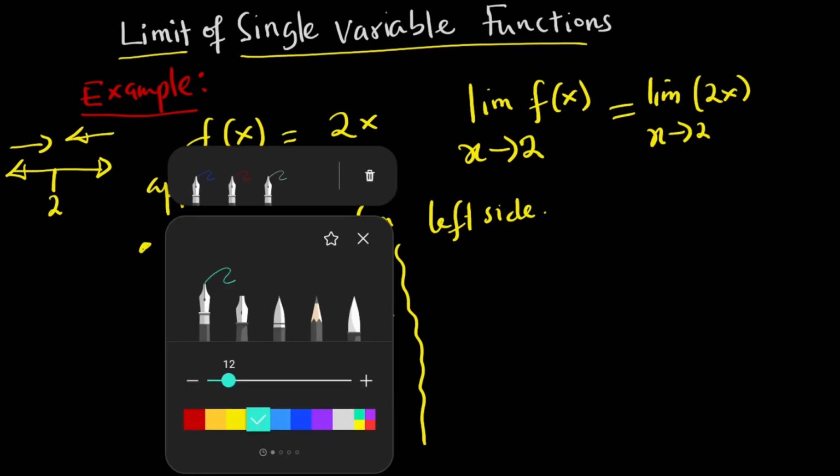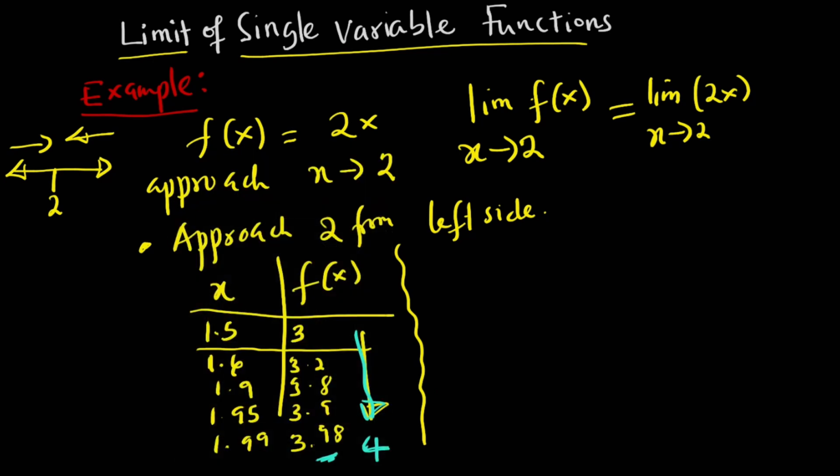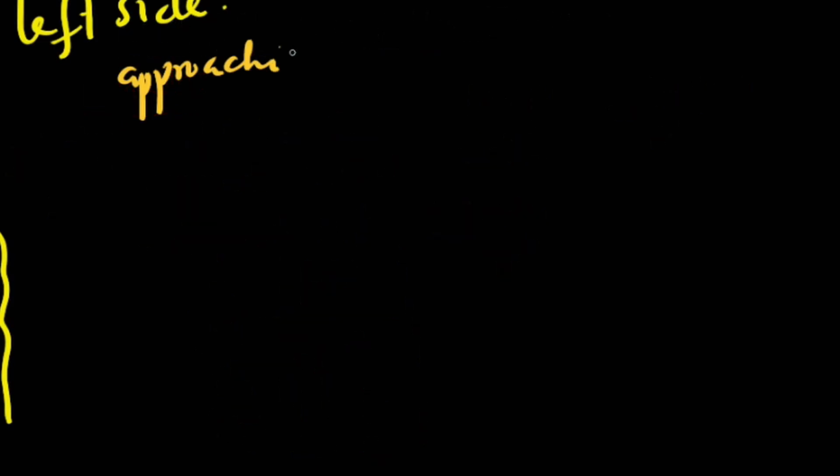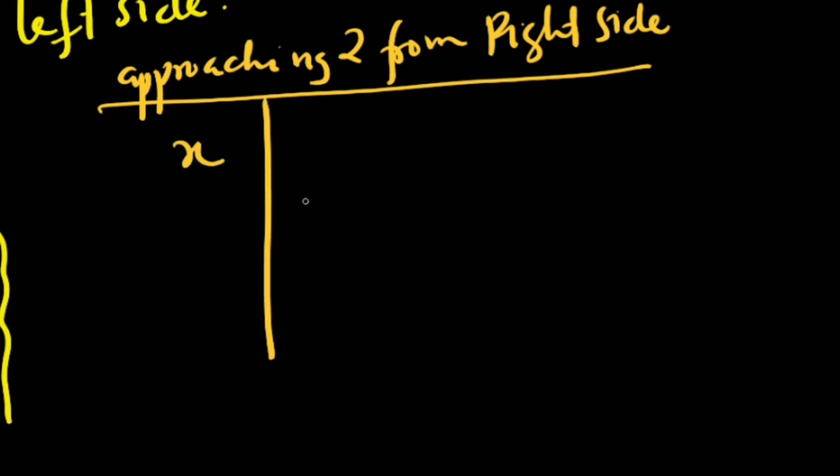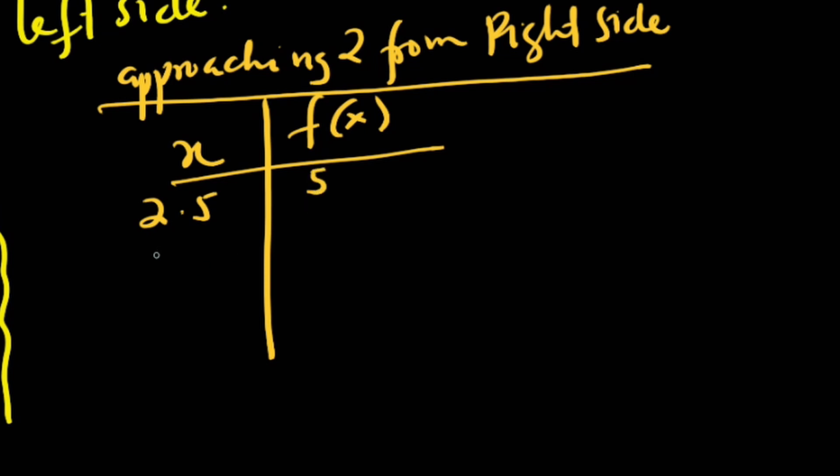Now we would also consider the same thing. What happens to this function when we approach 2 from the right side? So we start off with, let's say, 2.5. So if this is x and this is f of x, we start off with 2.5, right? So 2.5 times 2 will give us 5. So we reduce it, we go to 2.4, we get something like 4.8, right? And then we'll have 2.3, 4.6.